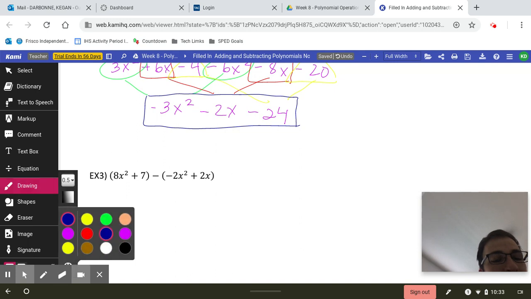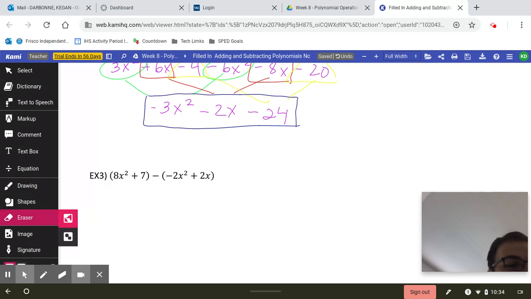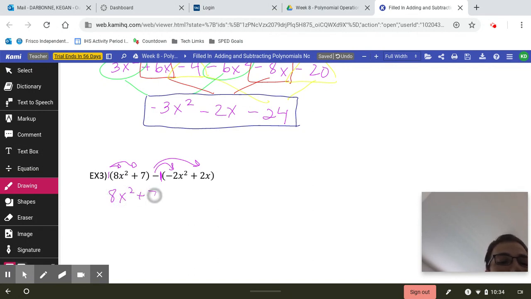All right, let's look at example 3. So we've got a couple things going on here. We don't have full quadratic equations, which is fine. We don't have to have full quadratic equations. Okay, once again, it's subtraction. So my first set of parentheses is going to stay exactly the same with everything inside. My second set of parentheses, I'm going to switch the sign. So this becomes 8x squared plus 7. The -1 times -2x squared is positive 2x squared. -1 times positive 2x is -2x.